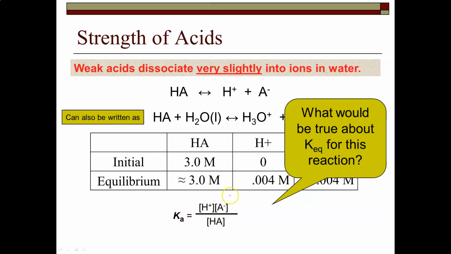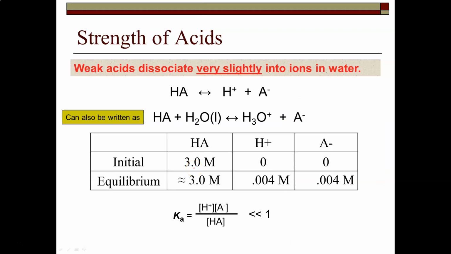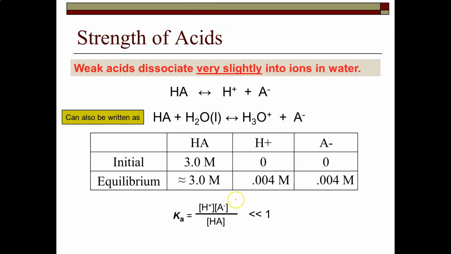And if you look at the Keq or Ka for this, notice that we had 3 molar to start with for HA, and we have a little less than 3 molar to end with. So we're very, very reactant favored here. So for weak acids, you should note that the Ka is going to be way less than 1. All right? So that takes care of strong and weak acids, basically. It's the level of dissociation for the two of those. So in summary, the lower the Ka, the weaker the acid is going to be.